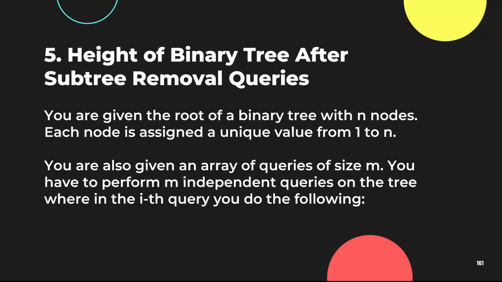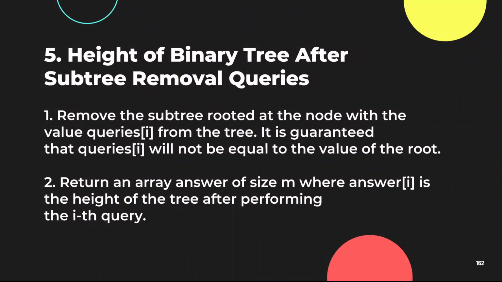I think this one is actually much more intuitive, I'd say. You're given the root of a binary tree with n nodes. Each node is assigned a unique value from 1 to n. You are also given an array of queries of size m. You have to perform m independent queries on the tree, where in the ith query, first of all, you remove the subtree rooted at the node with the value queries[i] from the tree. Then you return an array that contains an answer for each query.